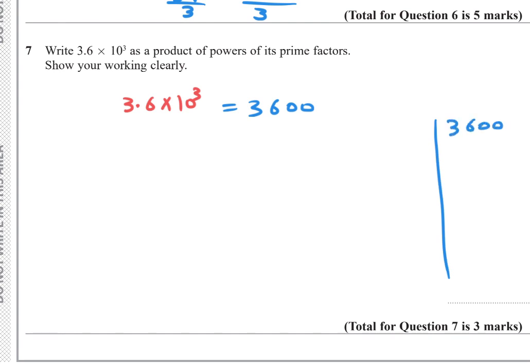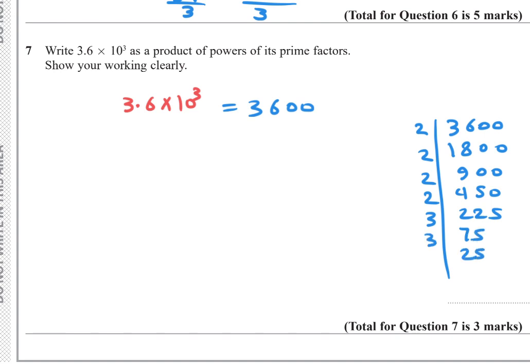So divide by 2, 1800. Divide by 2, 900. Divide by 2, 450. Divide by 2, 225. Divide by 3, 75. Divide by 3, 25. Divide by 5, 5. 5 divided by 5, 1. So 2 power 4 times 3 power 2 times 5 power 2.